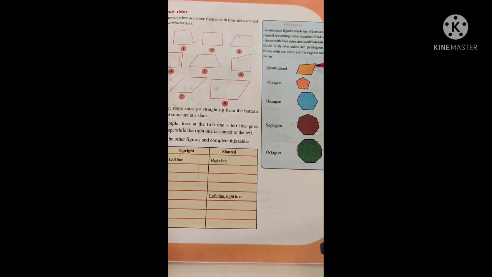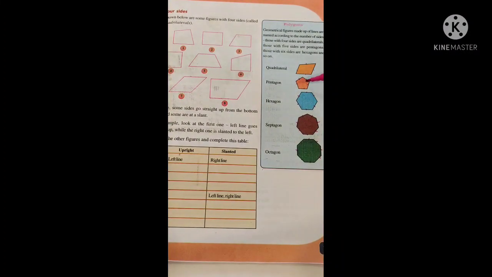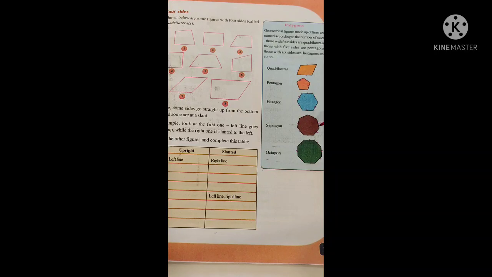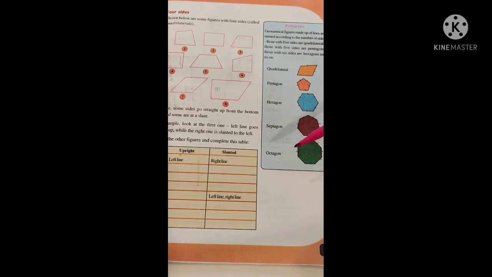Here in this figure there are 4 sides, so it is called a quadrilateral. In the second figure there are 5 sides, so 5-sided figures are called pentagons. Third one is a 6-sided figure, so it is called a hexagon. Then in this figure there are 7 sides, so a 7-sided figure is called a septagon. Last figure is an 8-sided figure, so an 8-sided figure is called an octagon.